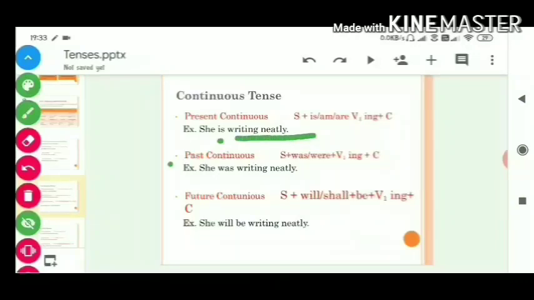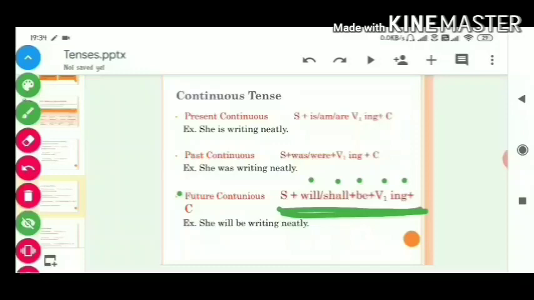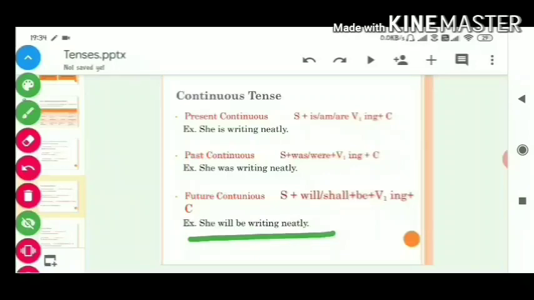Past continuous tense. The formula for past continuous tense is subject plus was, were plus V1 ing plus complement. She was writing neatly. Again, I am going to explain: we use was for a singular subject and were for a plural subject. Future continuous tense. The formula for future continuous tense: subject plus will, shall plus be plus V1 ing plus complement. Example, she will be writing neatly.